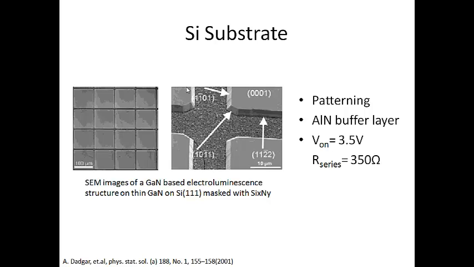As you can see from the graph, these cracks only form on the substrate materials, but not on the epitaxial layers. Besides, a strong reduction in stress is also observed under this method. However, the disadvantage of such a method is a comparatively high onset voltage. It can be as high as 3.5 volts, and the series resistance as high as 350 ohms.